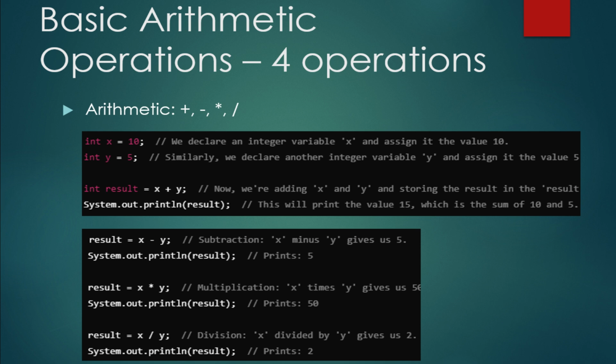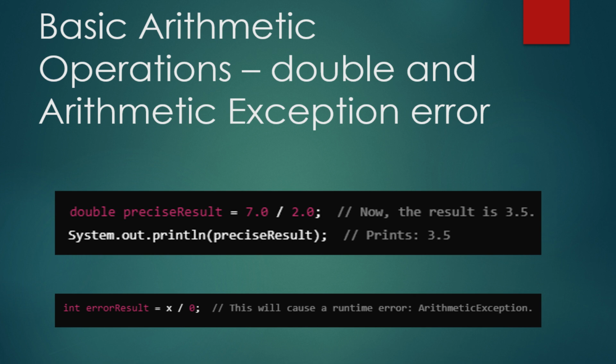For example, since both a and b are integers, Java performs integer division, meaning the decimal part is discarded, leaving us with 3 instead of 3.5. To keep the decimal, we need to use double instead of an int. By using double, Java keeps the decimal part, giving us a more precise result. Lastly, always be cautious when dividing numbers. If you attempt to divide by 0 like this, you'll encounter an arithmetic exception, as dividing by 0 is undefined in mathematics and Java handles this as an error.